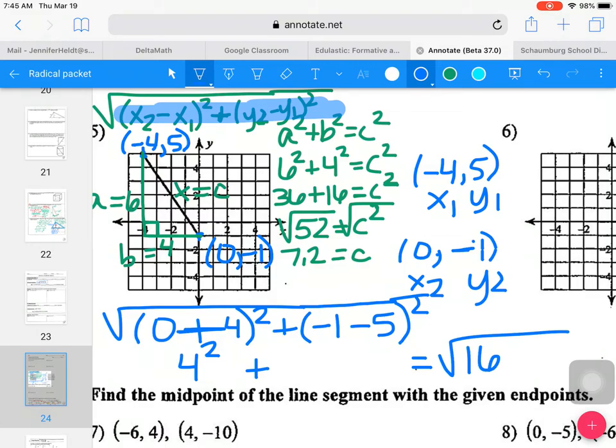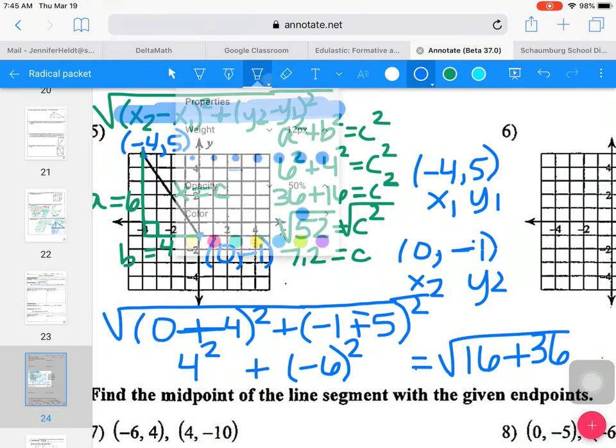Over here I've got -1 minus 5, so that turns into a -6, and -6 squared is... Make sure, if you're entering that in the calculator, you put parentheses in. Negative 6 squared is 36. So I take the square root of 16 plus 36.